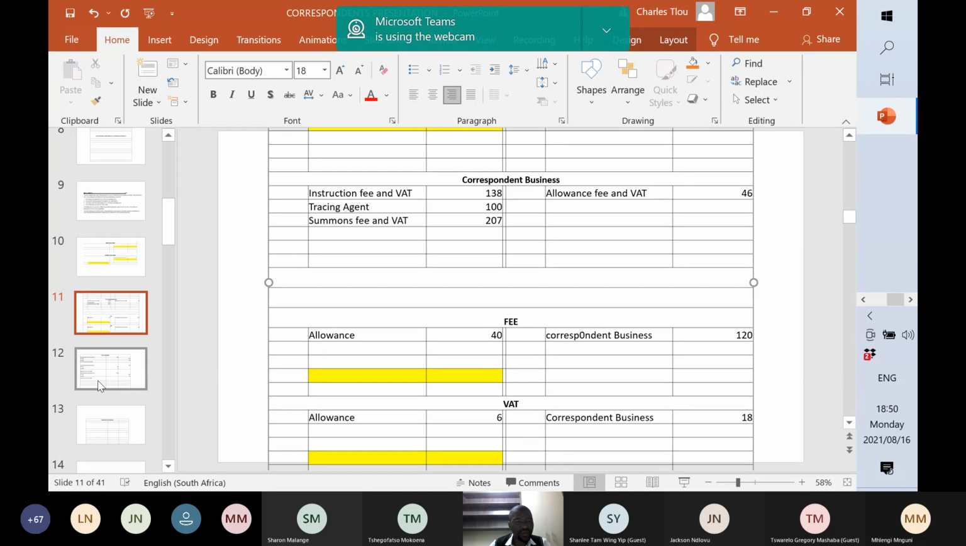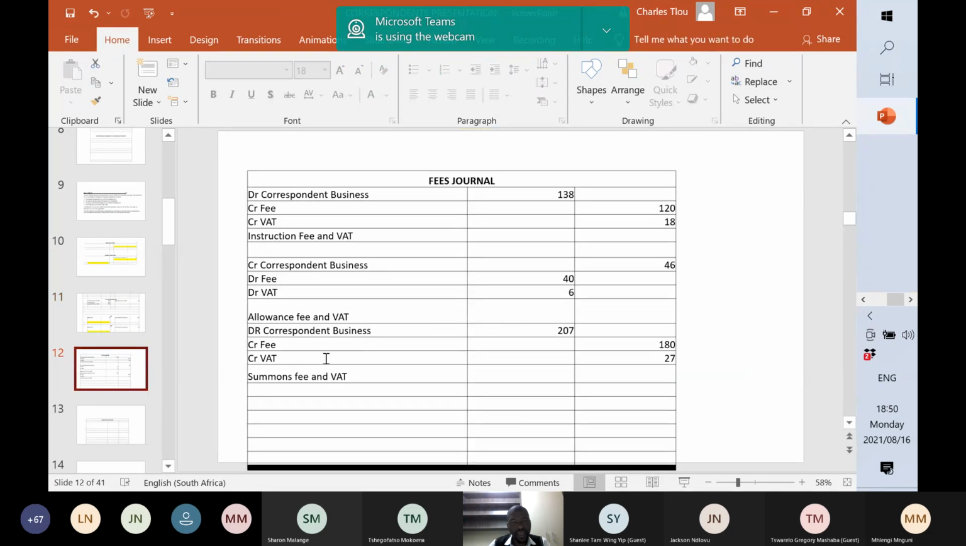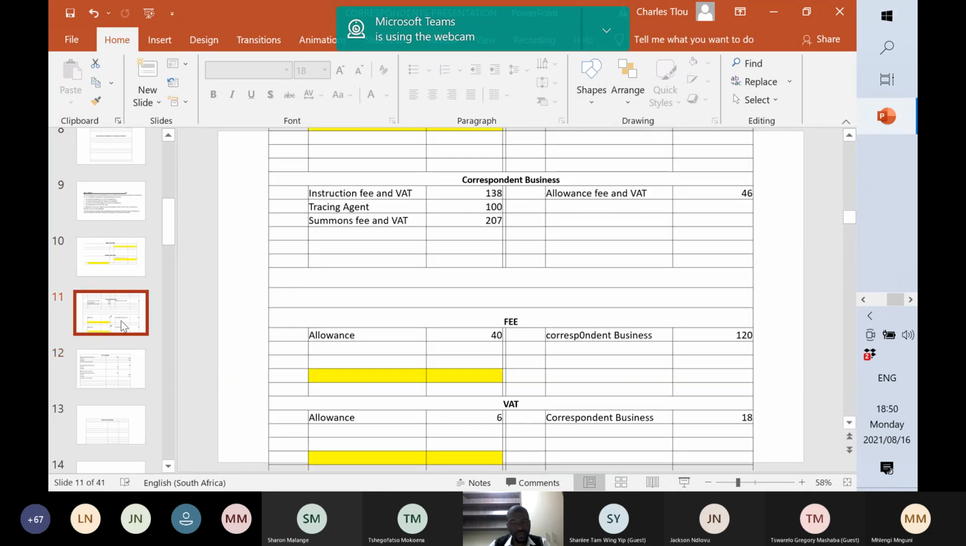And then you go back to the journal again. It says here, credit fee at 180. And then you're going to credit your fee ledger with 180. This fee ledger, correspondent business, and that is 180. Credit the fee ledger with 180.